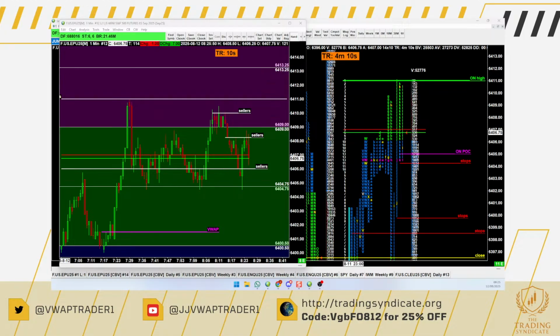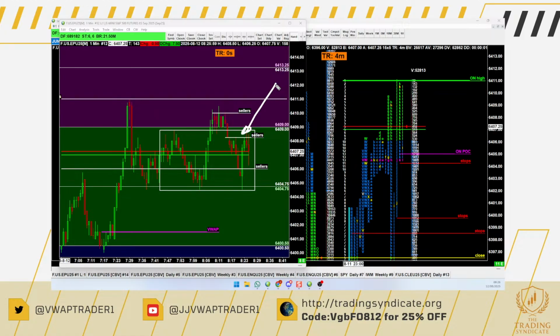The other thing about rotation is it helps you manage your expectations as a trader. So this way, you're not foolishly buying up here looking for a breakout, or down here. You sit and watch, and you can take the edges of that rotation.